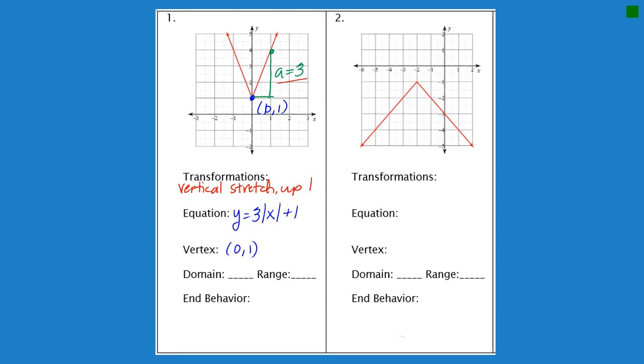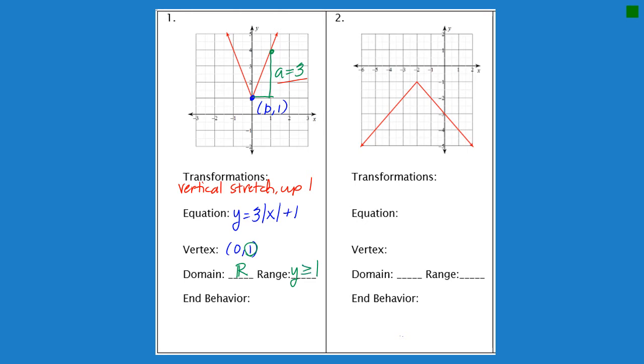For domain and range, my domain for all absolute value family graphs is going to be all real numbers. My range will always be y, and then I'm going to use the number from my vertex. So I'm going to use this 1. Since this graph is facing up, it's going to be greater than or equal to 1.